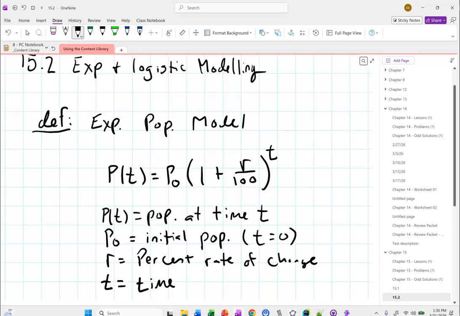Okay, so P of t is the population at some time t. P naught is the initial population, i.e. the population at t equals 0. R is the percent rate of change. And t is just time.